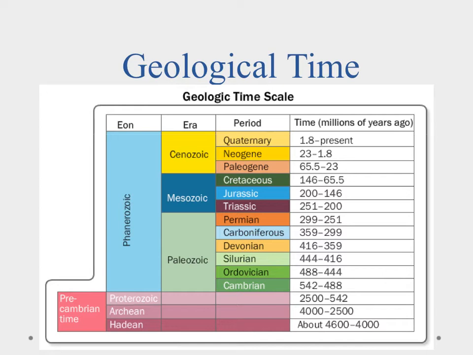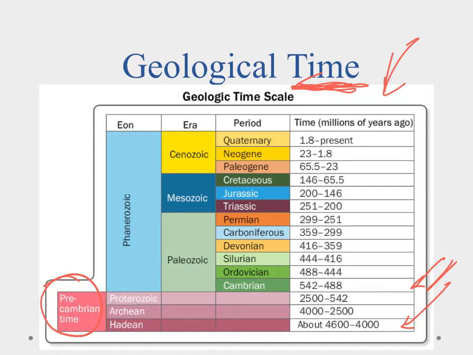Okay, so when we're talking about evolution, one of the key things is we need to have time. So you can see down here we have a chart showing us the geologic time scale. And you can see that the Earth was created 4.6 billion years ago, way back here in the Precambrian times. Okay, and then you can see that it breaks at about 542 million years ago. So all of this area here is what we call the Precambrian time.